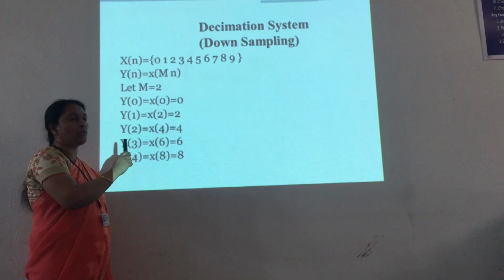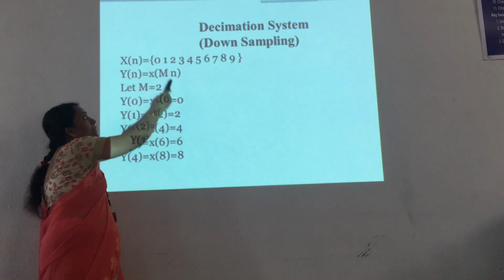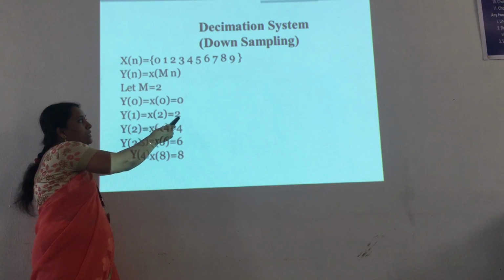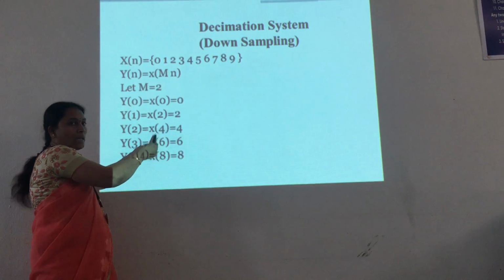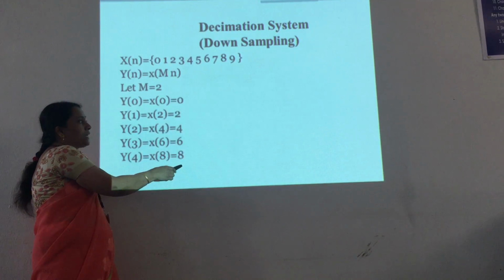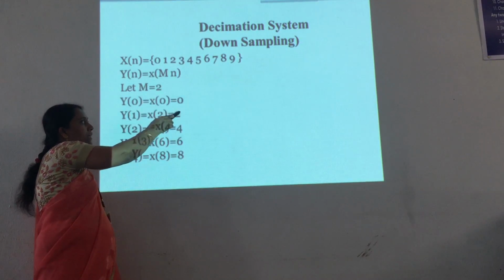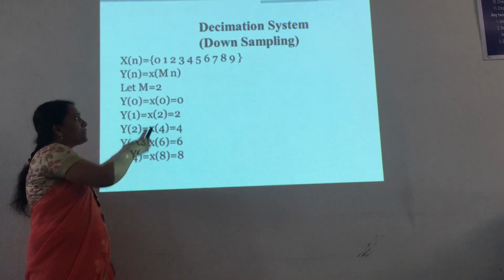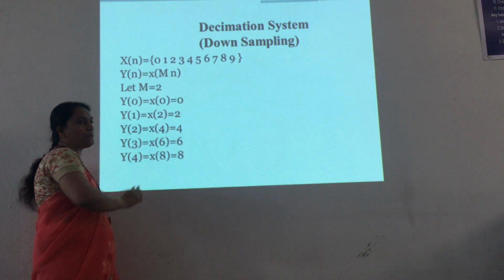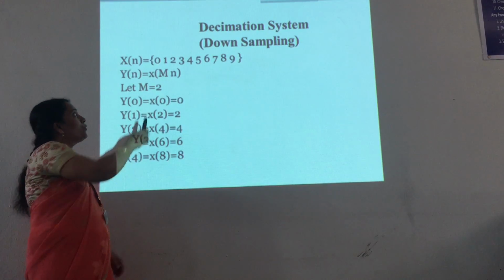For example, if M is equal to 2, y of 0 is equal to x of 0. That x of 0 sample from the input sequence is 0. Next, n is equal to 1, y of 1 is equal to x of 2, sample value is 2. Similarly, for other samples also, y of 4 is equal to x of 8, which is equal to 8. This means the output sequence contains only 5 samples. The original input sequence contains a total of 10 samples, the output sequence contains only 5 samples. So if the decimation factor is 2, the number of samples in the output sequence is the input number divided by 2. Thereby downsampling will decrease the number of samples in the original input sequence.